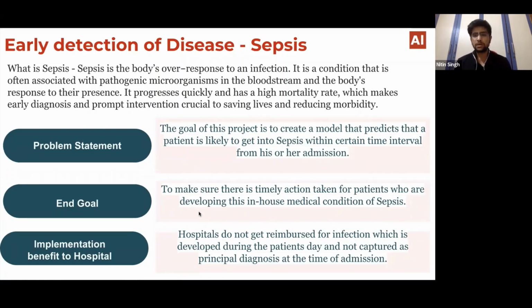Many times, when you go to work and you're asked to solve a certain problem, it's very important to understand what the problem is and how exactly solving it would help the business. That is very important. So the problem statement here was to create a model that predicts whether a patient is likely to get sepsis within a certain time interval from his or her admission. Basically, we are trying to predict well in advance that a person will move into sepsis.